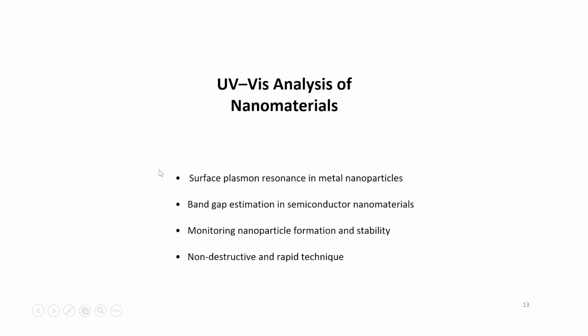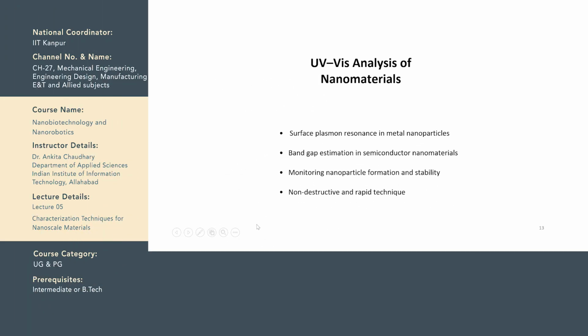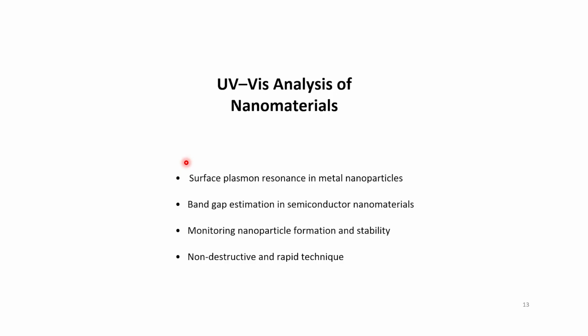So what is the UV visible analysis of nanomaterials? This depends on the surface plasmon resonance in metal nanoparticles. As I have already discussed, the collective oscillation of electrons on a material when light falls on it is surface plasmon resonance, which becomes highly localized in metal nanoparticles, called localized surface plasmon resonance. When the frequency of the incident light matches the collective oscillation frequency of the electrons, that energy is absorbed by the electrons.